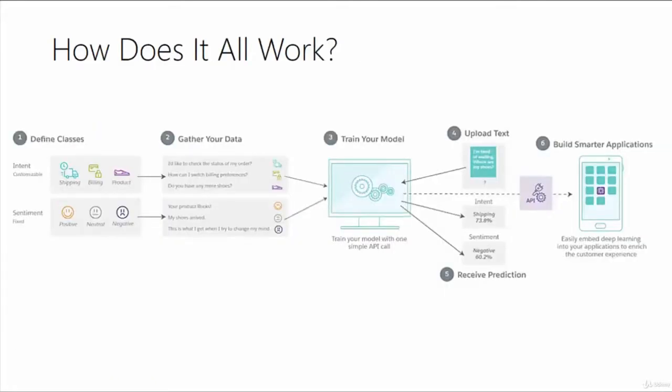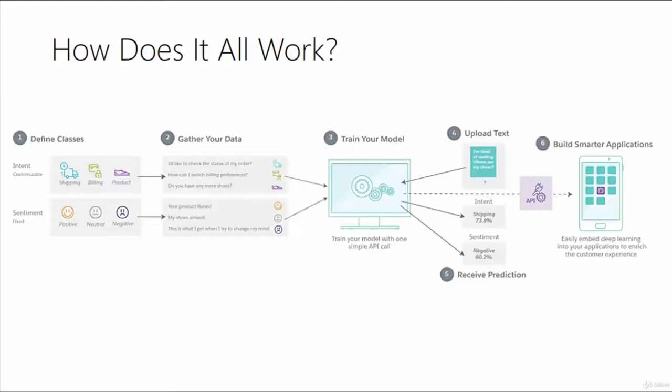So how does it all work? The intent and the sentiment, right? How does Einstein artificial intelligence work? Simple steps, and in this course, of course, we are going to take a look at the Einstein intent. For example, we're going to define the classes. That's step one. If you're working with Einstein intent, you can have shipping data, billing data, or product data.